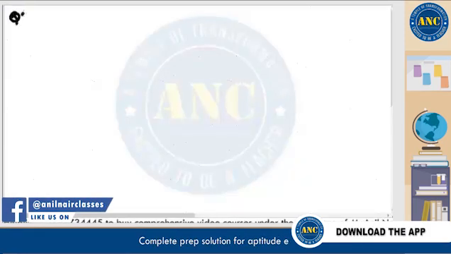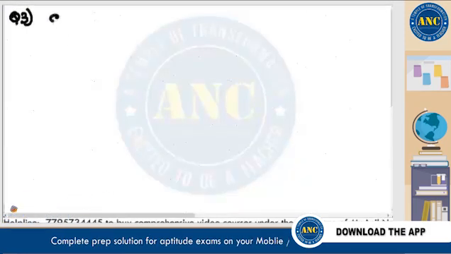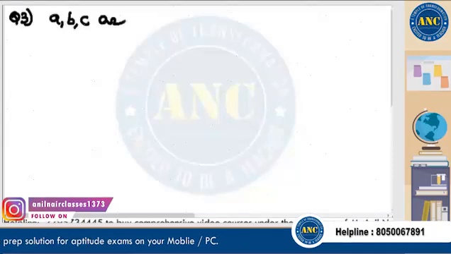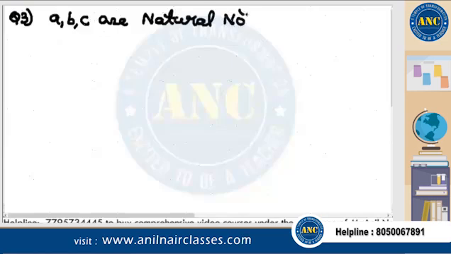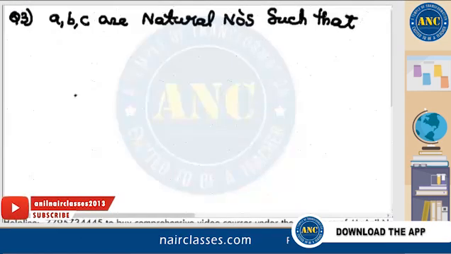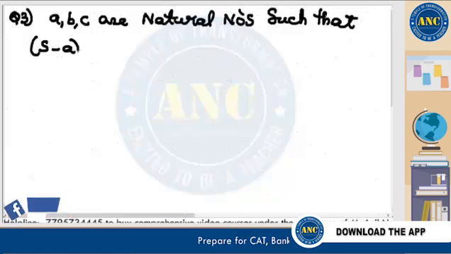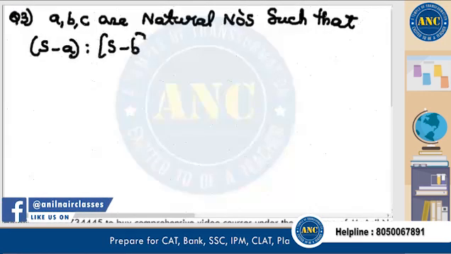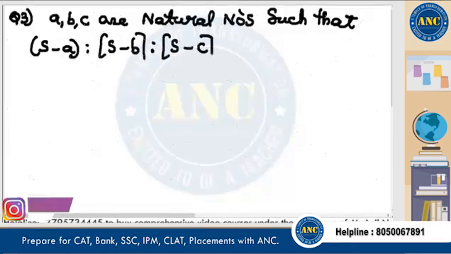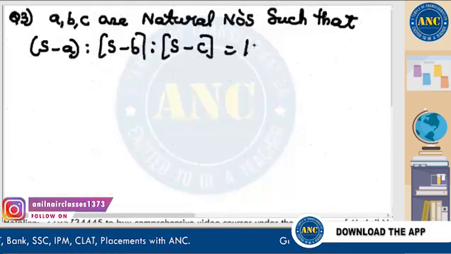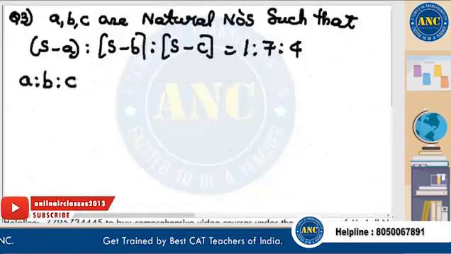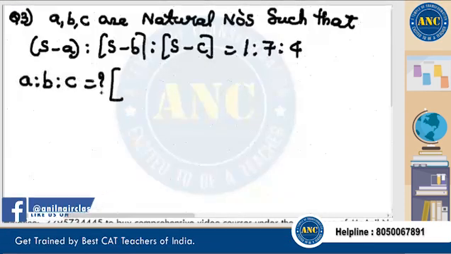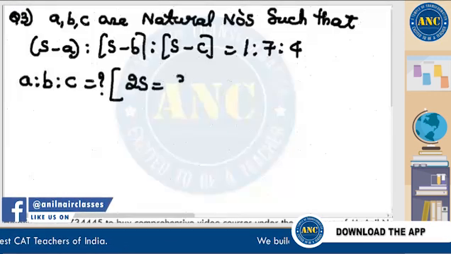Question number 3. Listen carefully to every question, sir. A, B, C are natural numbers such that S minus A is to S minus B is to S minus C is 1 is to 7 is to 4. Find A is to B is to C.